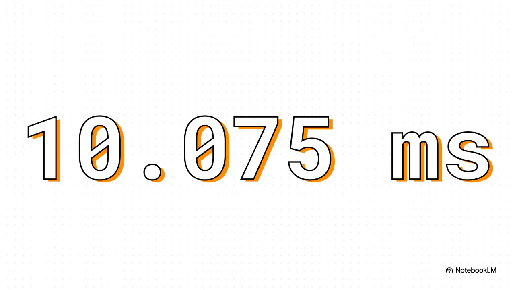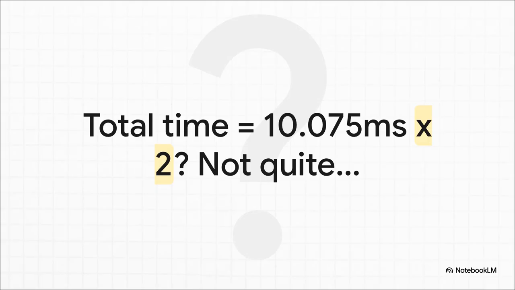Remember, we sent 2 packets. So, the obvious question is, do we just multiply that number by 2? It seems logical, right? But nope, that's not how efficient networks work. The key here is something called pipelining. The network is smart. It doesn't just sit around and wait for the first packet to finish its entire trip before starting on the next one.